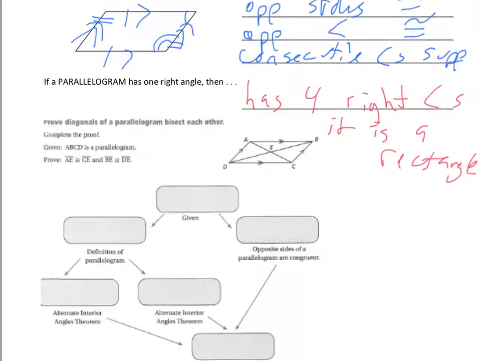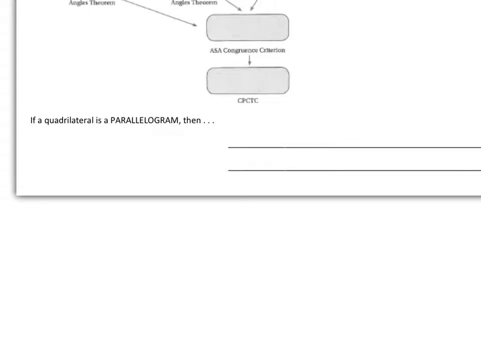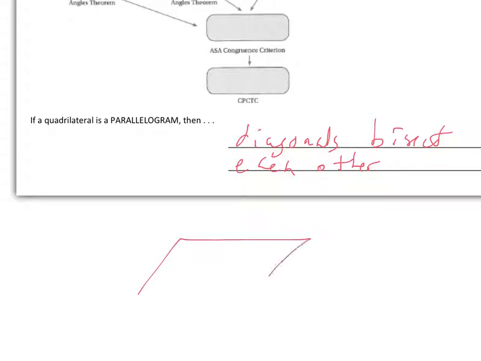The one other part I would like to mention to you, we're going to skip that proof. But if a quadrilateral is a parallelogram, then the diagonals bisect each other. Which means if I have a parallelogram, the diagonals intersect at a point that splits the other diagonal into congruent segments. That's what we mean by bisecting each other.